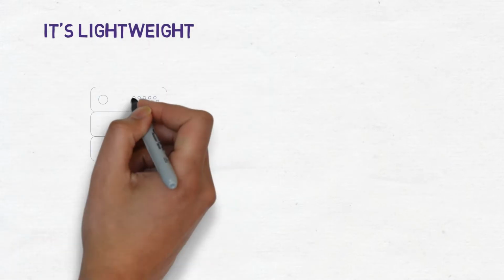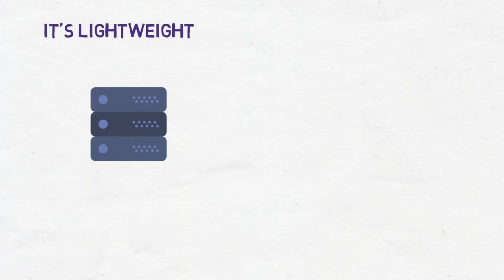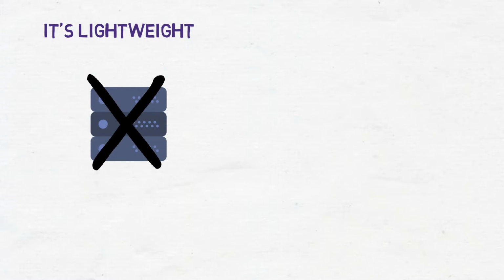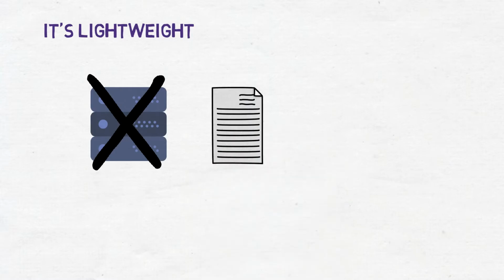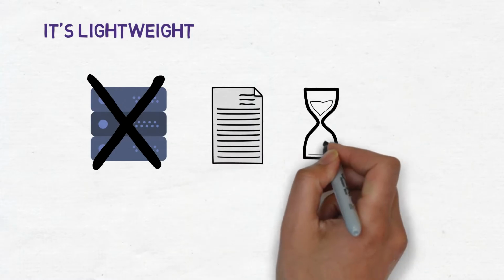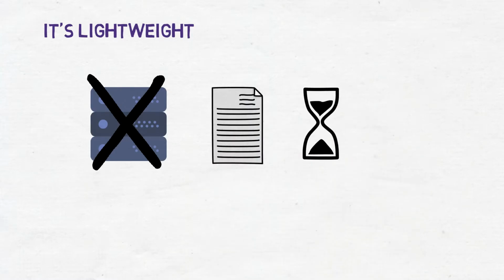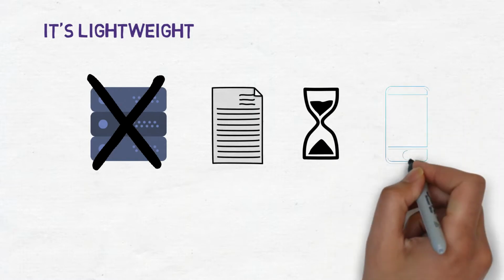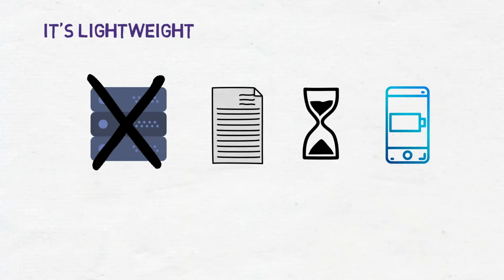It's lightweight. Most database systems need a special database server process in order to work. SQLite doesn't. A SQLite database is just a file. When you are not using the database, it doesn't use up any processor time. That's important on a mobile device because we don't want to drain the battery.